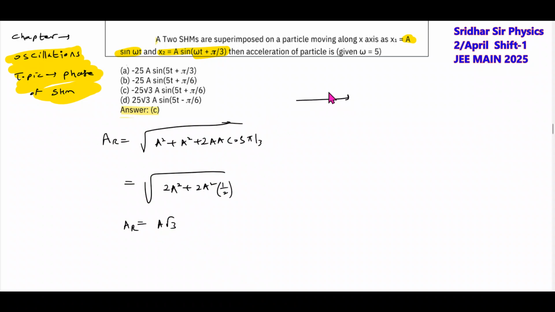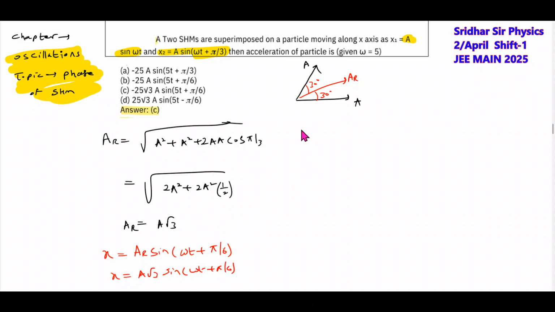Then what is the phase angle? Actually it is like this: a simple one SHM like this, the other SHM is here, and the resultant SHM is here, makes an angle of 30 degrees it should be. So what will your resultant SHM be? Resultant SHM will be AR sine of omega t plus pi by 6. Why pi by 6? Because of this phase angle. The resultant SHM will have phase angle of pi by 6. So it will be a root 3 sine omega t plus pi by 6.